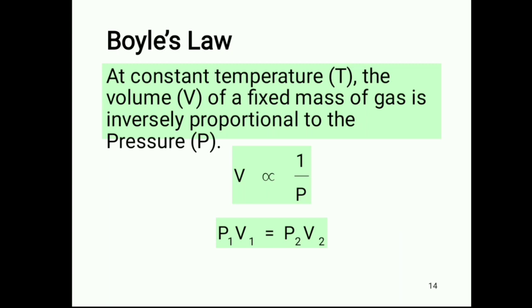What does it mean? When volume is decreased, pressure is increased. And vice versa. When pressure is decreased, volume must be increased. So that's what we mean by inverse proportion. As one quantity increases, the other will decrease. As the other decreases, the other will increase. So they have opposite effects. So in equation, we have volume as inversely proportional to pressure. In equation, we have the product of the initial pressure and volume must be equal to the product of the final pressure and volume.